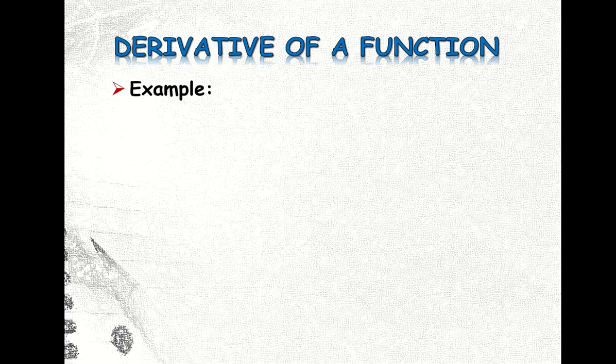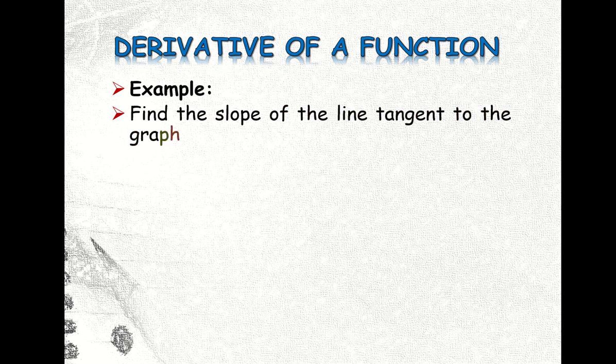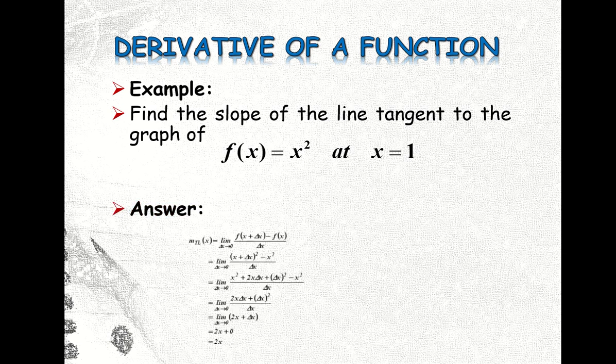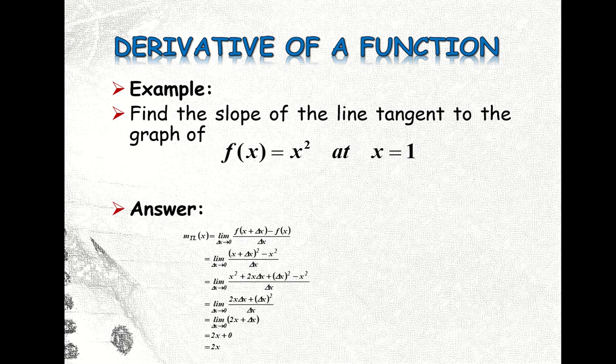Now we have one example here, and after this I'll cut this video and give you more examples in the other video. First, find the slope of the tangent line of the graph of the given function x squared at x equal to 1. To solve this, same thing, class, we have to use the long method. This time, instead of changing x to x plus h, we change x to x plus delta x.